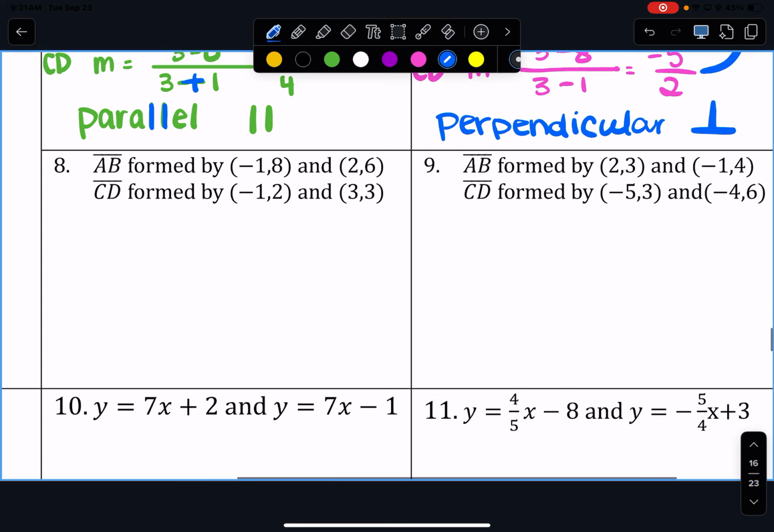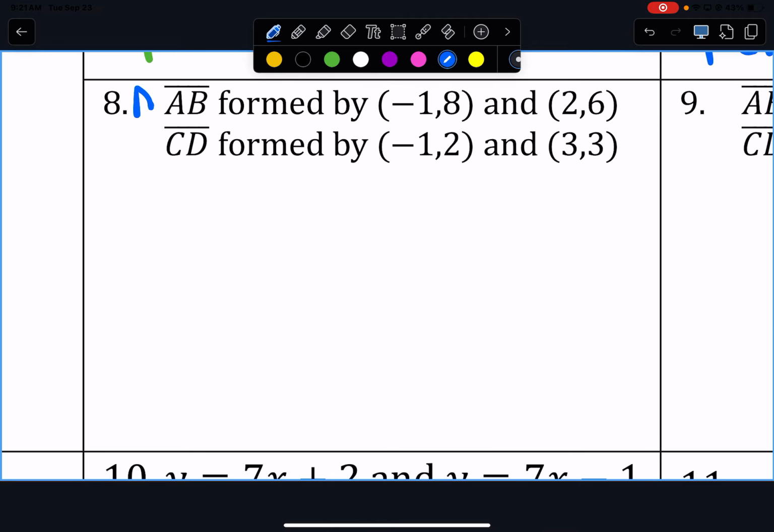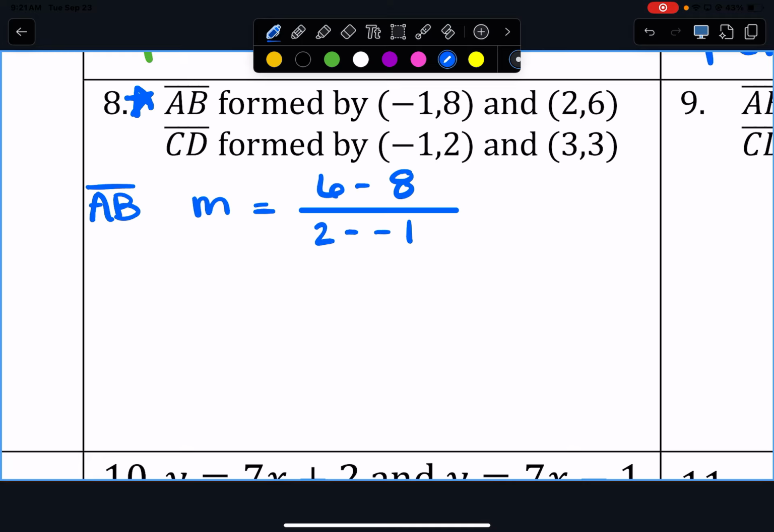All right, for number 8. Let's look at AB. To find the slope, what is our numerator? 6 minus 6. What's our denominator? 2 minus -1. When we subtract a negative number, we add it. So what is 6 minus 6? 0. What is 2 plus 1? 3. Okay, so that is the slope of AB.